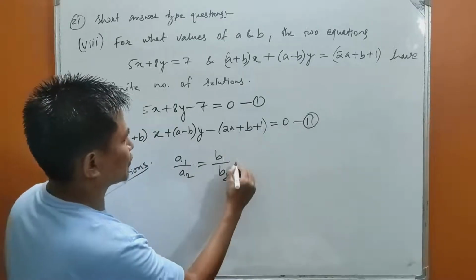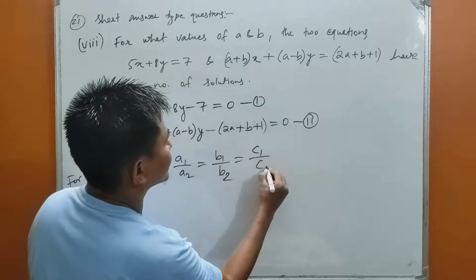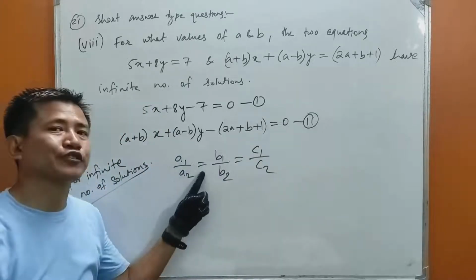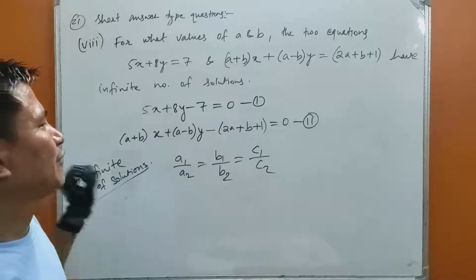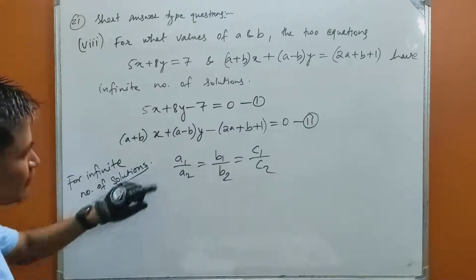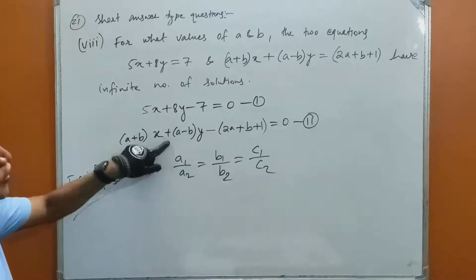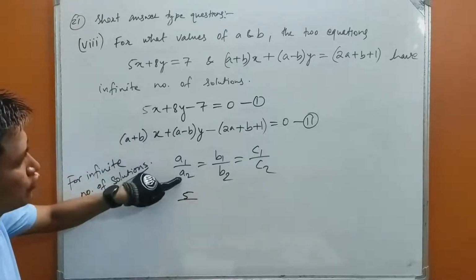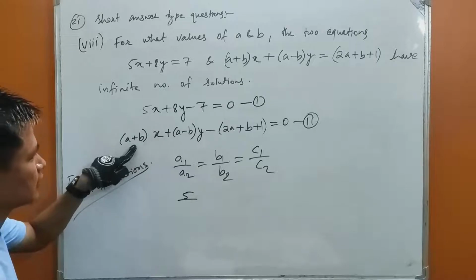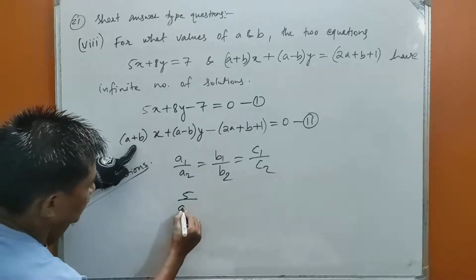Okay, this is b2 equal to c1 by c2. If a1 by a2 equals b1 by b2 equals c1 by c2, then these two equations will have infinite number of solutions. Now let us put the value of a1. a1 means the coefficient of x in equation 1, that is 5, and a2 means the coefficient of x in equation 2, that is a plus b.